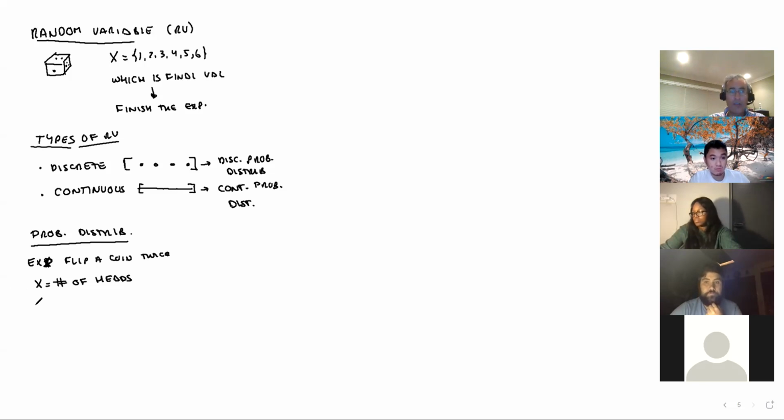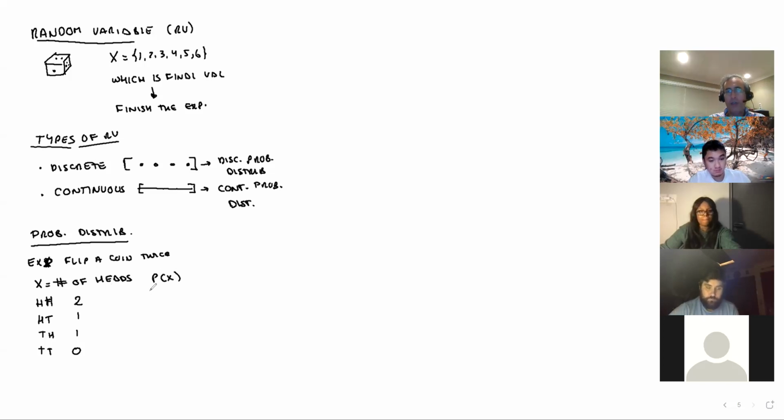Agree? So I can have head and head, very lucky. I can have head and tail, tail and head, or I can have tail and tail. Correct, guys? So here I have the number of heads. I will have 2, 1, 1, 0.